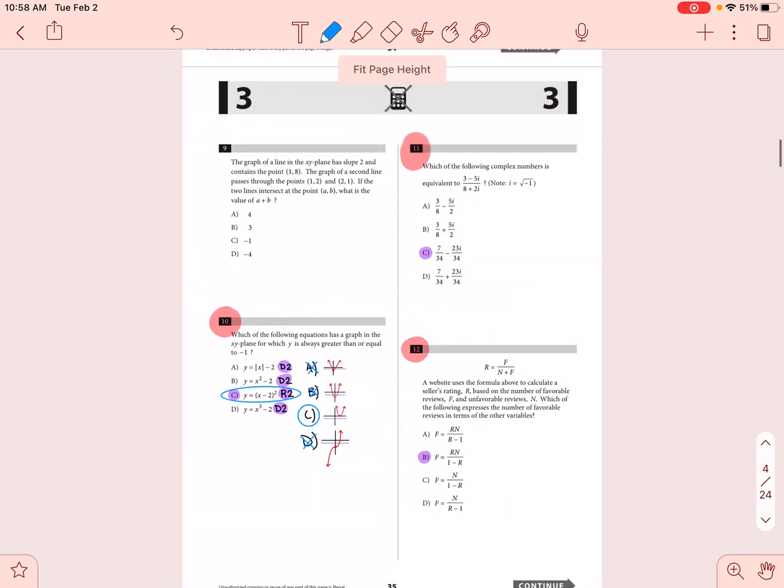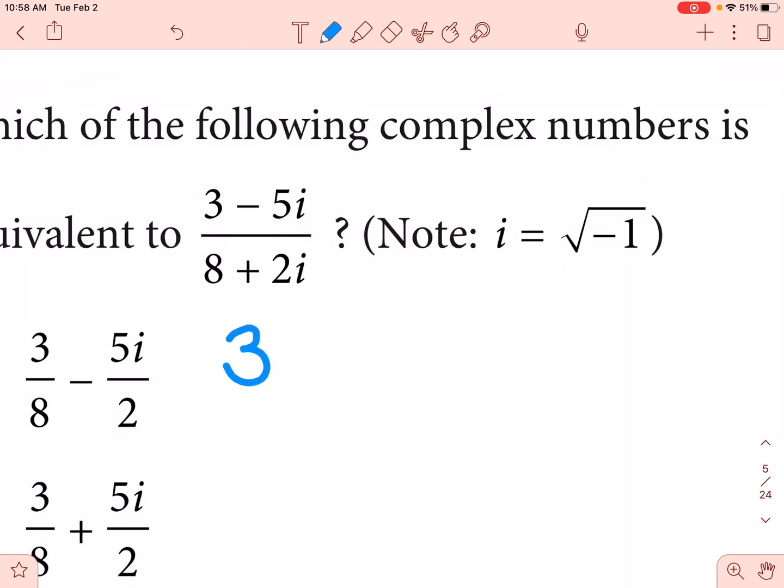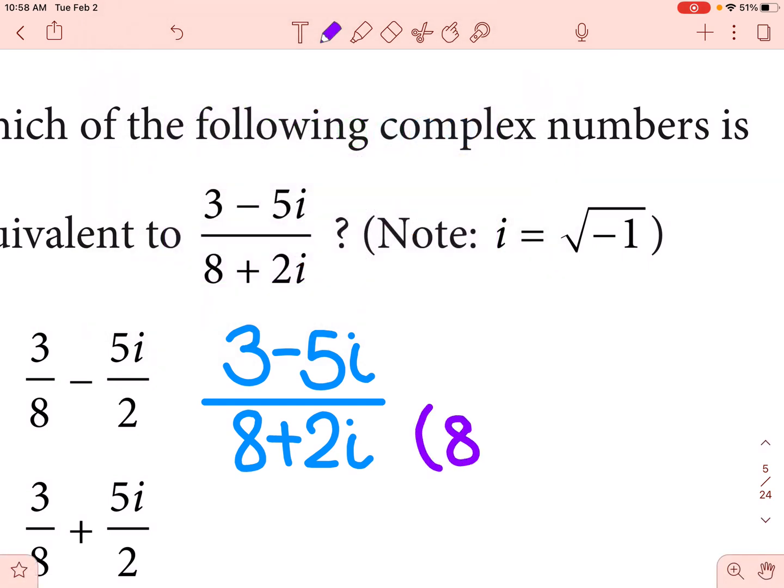Okay, we're going to go up to number 11. Love number 11. This is a classic Algebra 2 question. It gives me an expression, 3 minus 5i over 8 plus 2i, and it says what's equivalent to it. This is a rationalizing problem. We have to rationalize. We're not allowed to have an i in the denominator because technically an i is a square root. So what we do is we rationalize by multiplying by the conjugate.